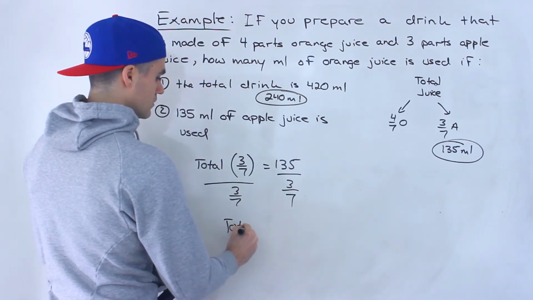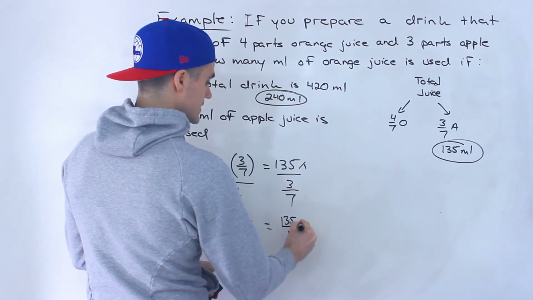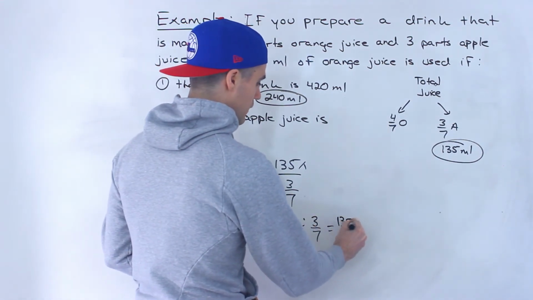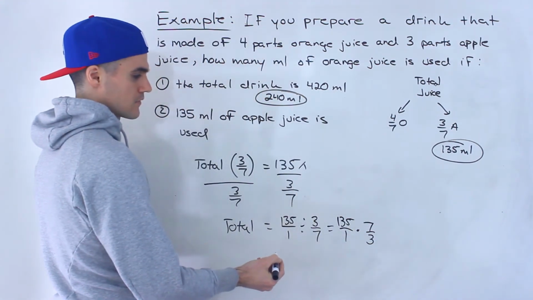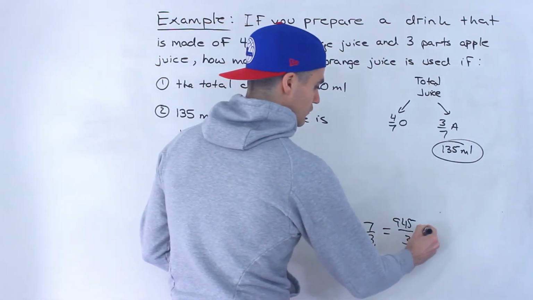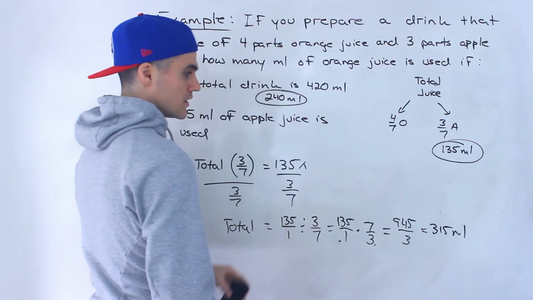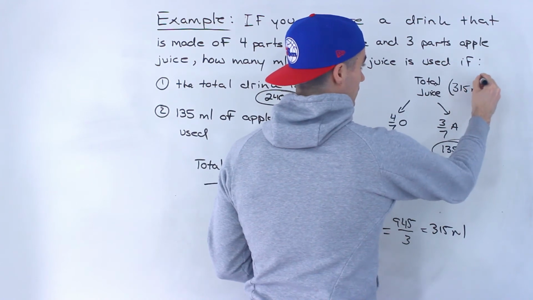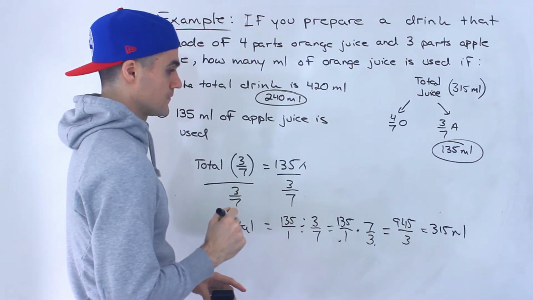Right, so the total would be 135, this is like over 1, divided by 3/7. And so that's the same as taking 135/1 and multiplying it by the reciprocal of this, which would be 7/3. And then 135 times 7 would give us 945. 3 times 1 would give us 3. 945 divided by 3 gives us 315 milliliters. So that's the total amount of juice. So this would be 315 milliliters like that. 315 times 3/7 gives us 135.